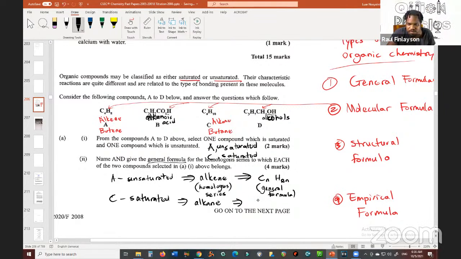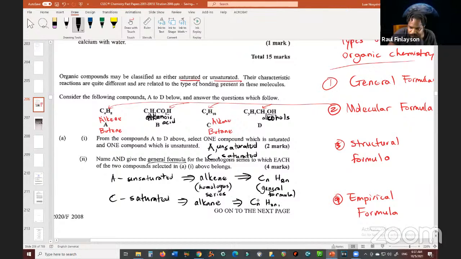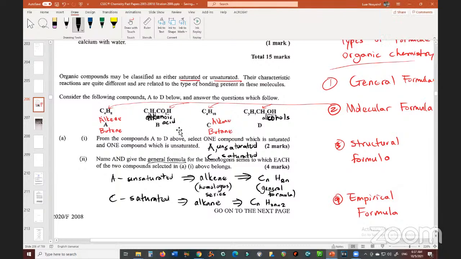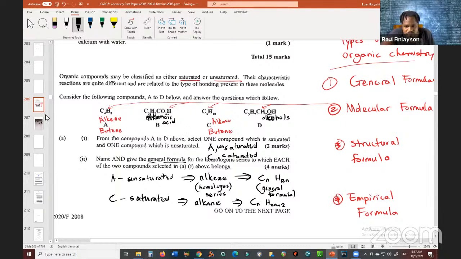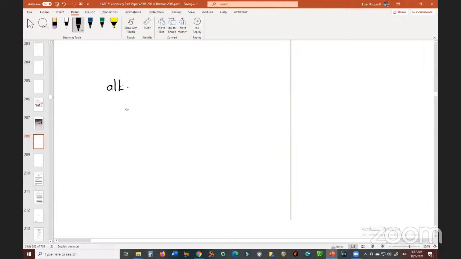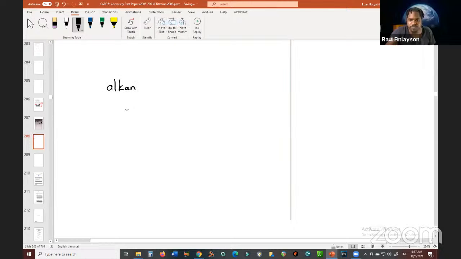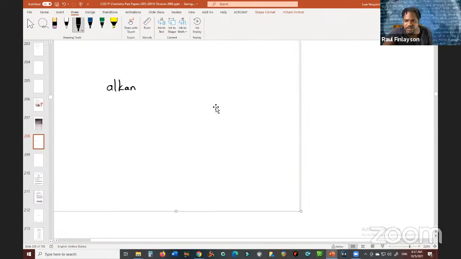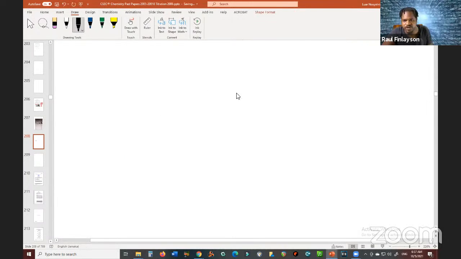But the alkane has the general formula CnH2n+2. And that's it. Do you guys have any questions here? No, sir. All right. So with organic chemistry now, and in terms of knowing the compounds, there is a progression. Alkanes we'll learn about first. As a matter of fact, let's start from the very basic, because we would have learned about the crude oil.